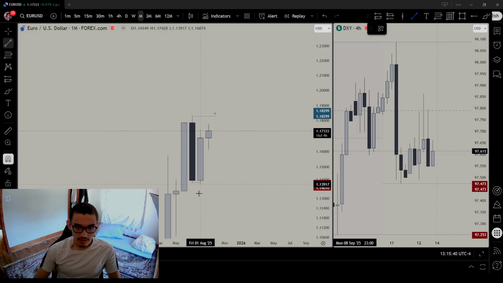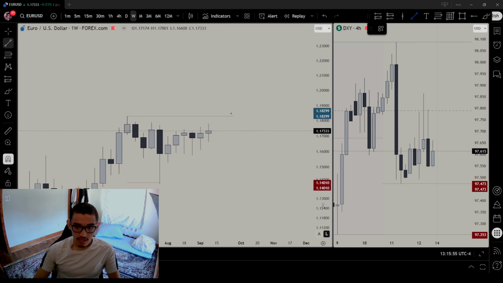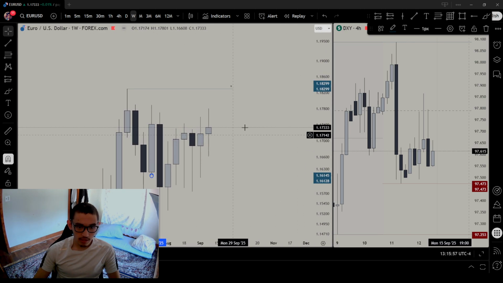Now on the weekly and on the monthly time frame, first month of the quarter, accumulation. Second month of the quarter, manipulation. Third month of the quarter, expansion. So we want to see expansion, quarterly expansion, monthly candle, right? Now on the weekly time frame, we have a weekly CRT upside.